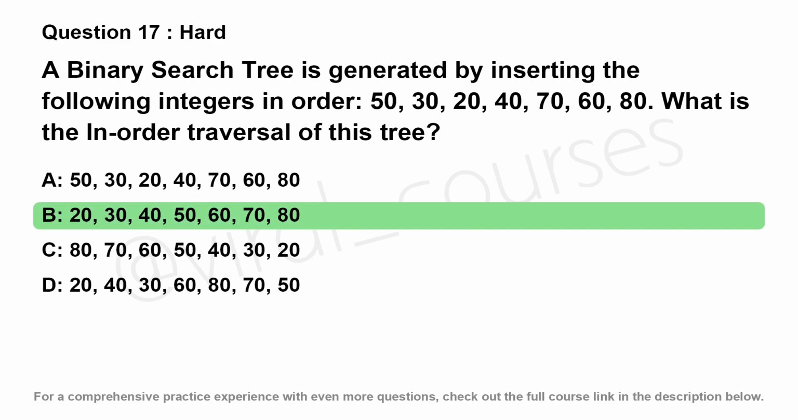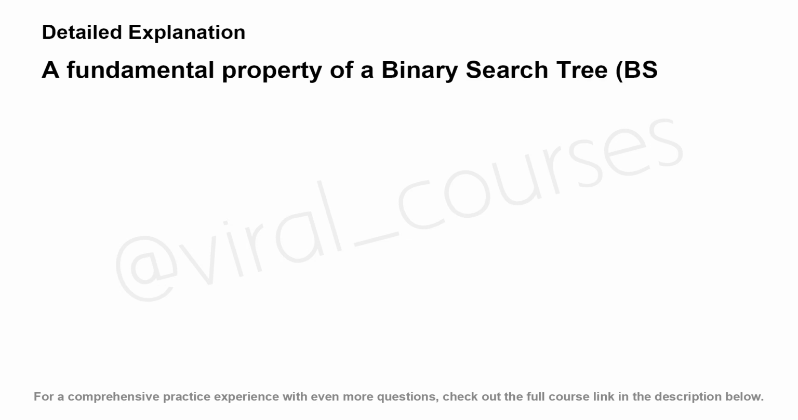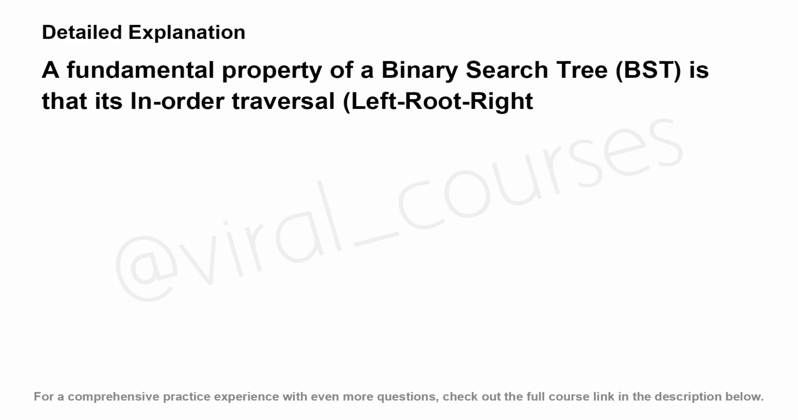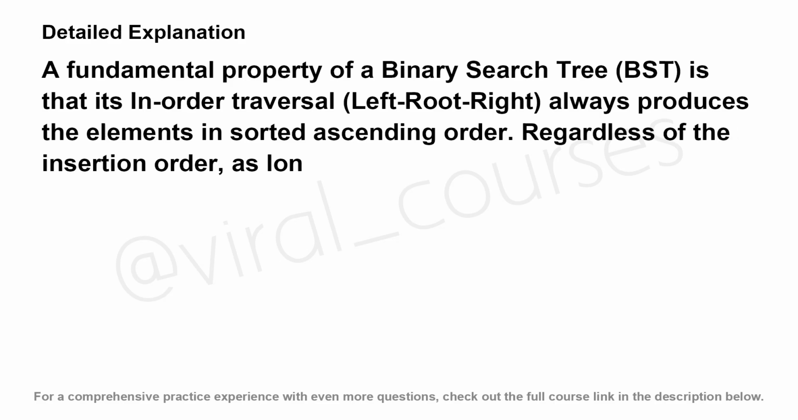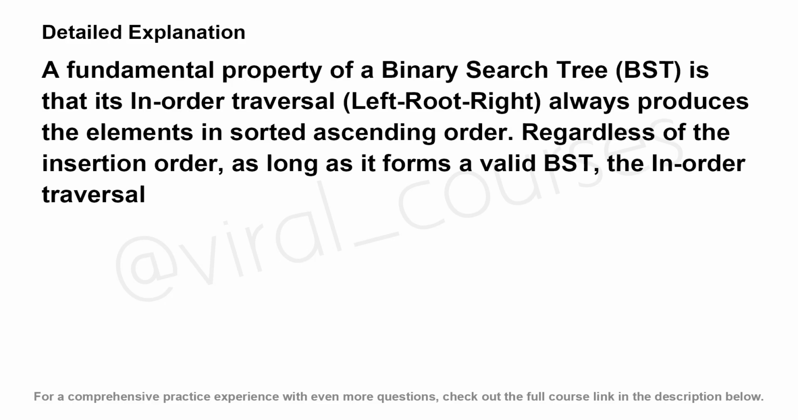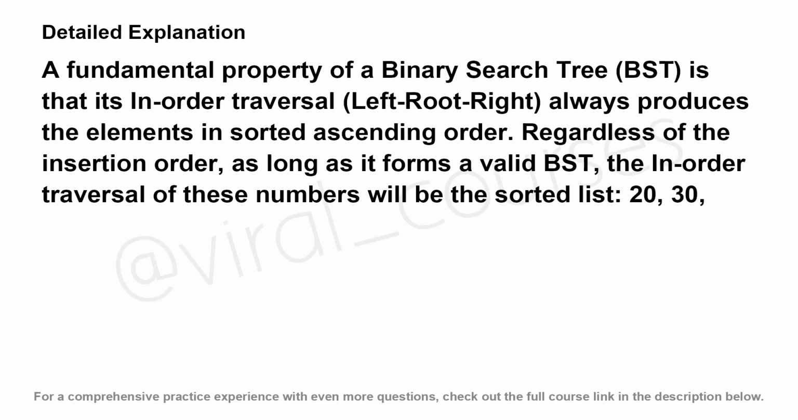The correct answer is B. A fundamental property of a binary search tree, BST, is that its in-order traversal, left, root, right, always produces the elements in sorted ascending order, regardless of the insertion order. As long as it forms a valid BST, the in-order traversal of these numbers will be the sorted list: 20, 30, 40, 50, 60, 70, 80.